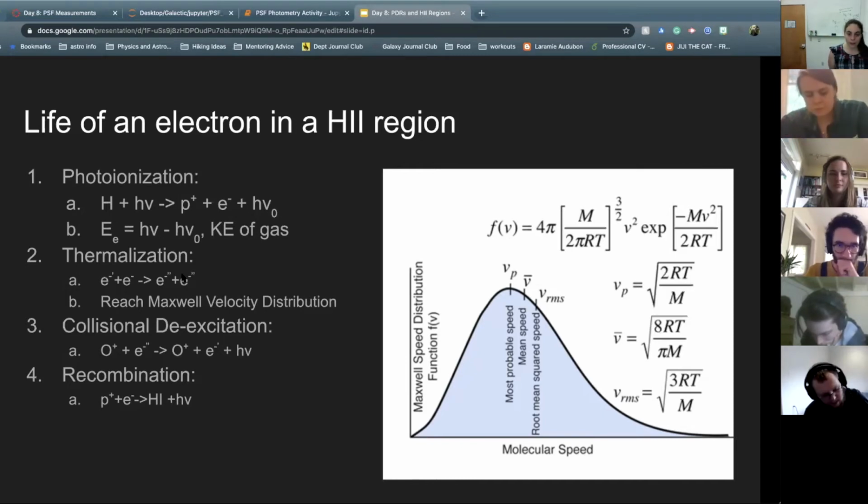Now, at some point, there are other things inside of our H2 region. There are other ions like singly ionized oxygen. So there's a possibility that eventually you, as an electron, will bump into a singly ionized oxygen and lose some of your energy as you bump that oxygen into a slightly higher energy state, and then it radiates it down. So there's a few different ways.